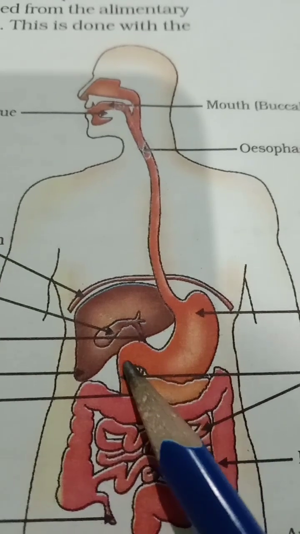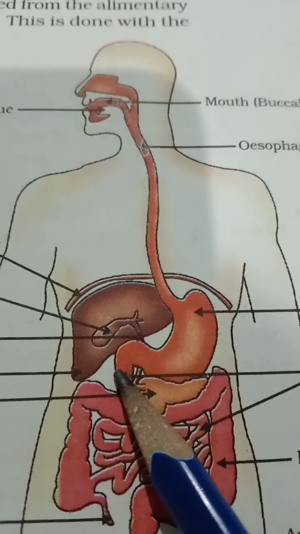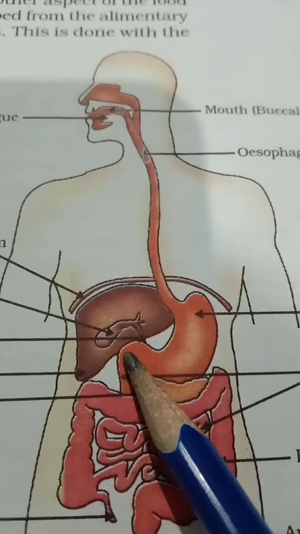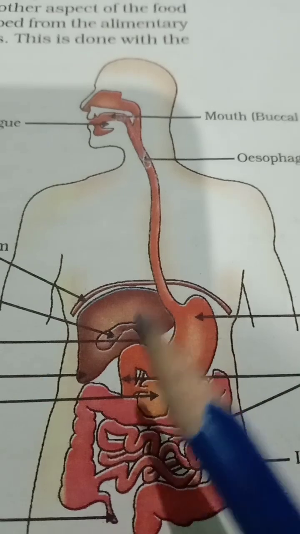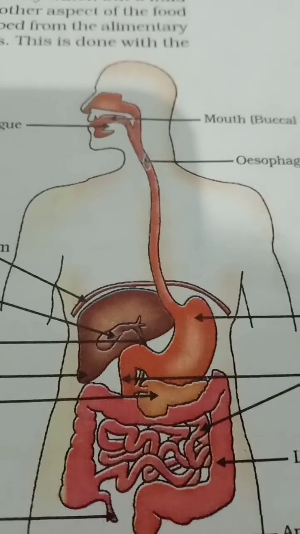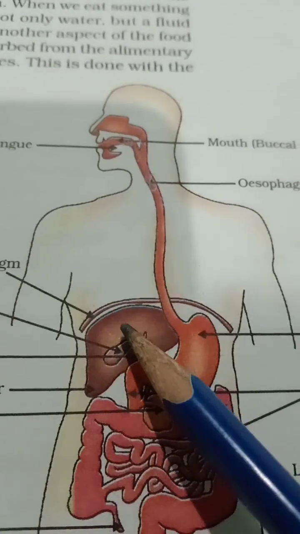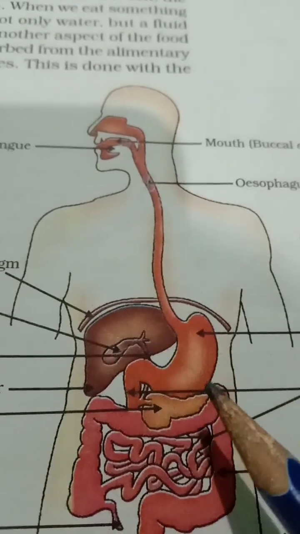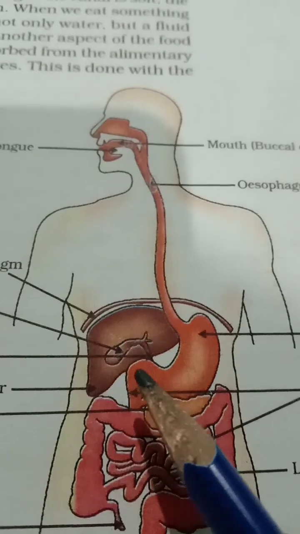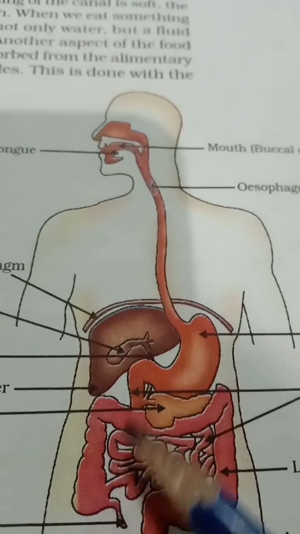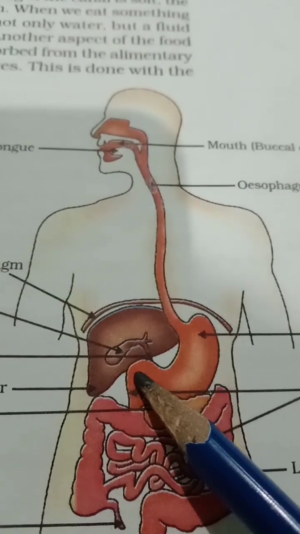So the duodenum is a part of the small intestine. In the small intestine, whose secretions are there? One is bile juice, another one is pancreatic juice. Now bile juice contains no enzymes. Its only duty is to digest the fat molecules. So bigger fat molecules it will break down into smaller ones.